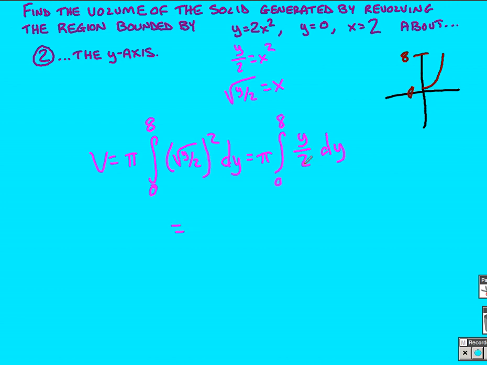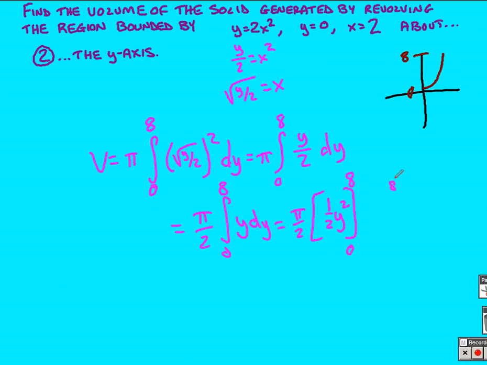I'm even going to take this 2 on the bottom, and I'm just going to pull it out, because it's a constant. It doesn't have to go anywhere, so I'm just going to leave it as 1/2 pi, or as pi over 2, and I'm going to have just y dy inside my integrand. Now let's actually take and evaluate the integral. Pi over 2 is still out front. The integral of y is 1/2 y squared from 0 to 8.